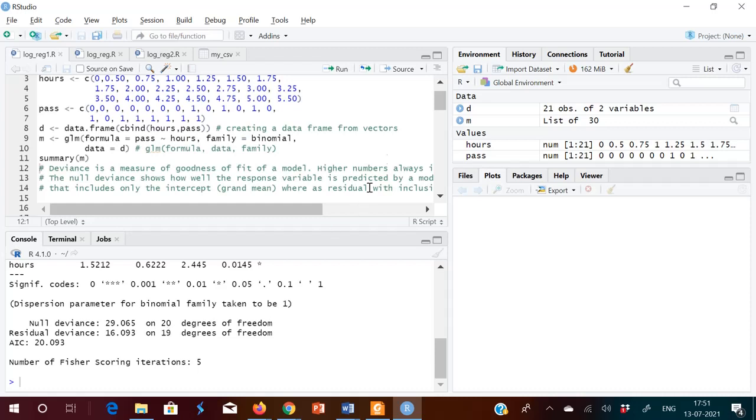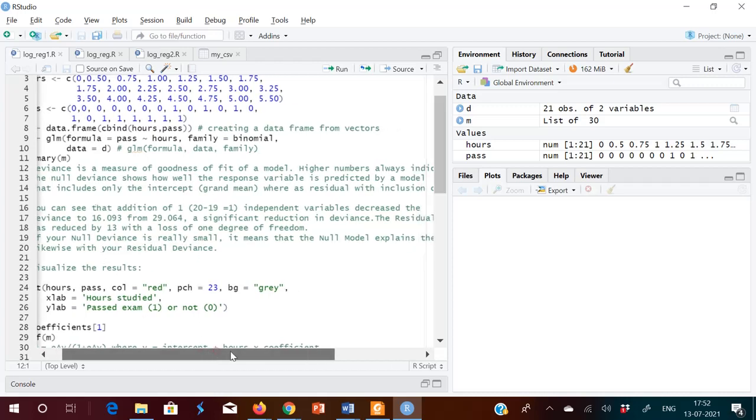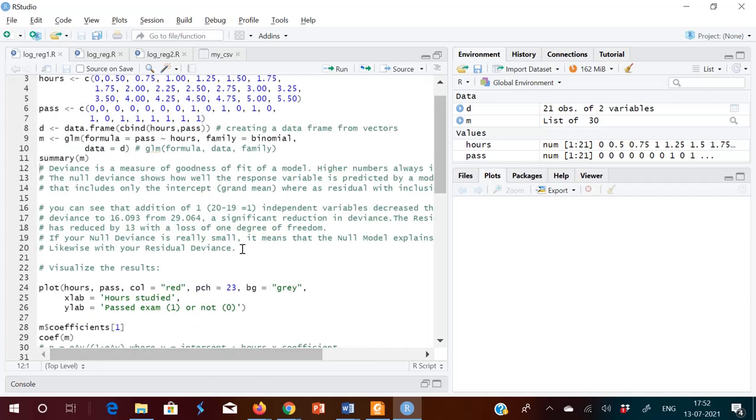Okay, so that's the explanation for the summary. If your null deviance is really small, it means that the null model explains the data pretty well. Likewise with your residual deviance. So now our residual deviance is good compared to the null deviance.